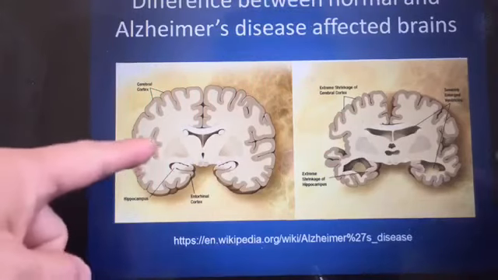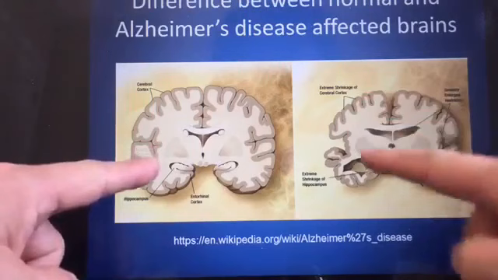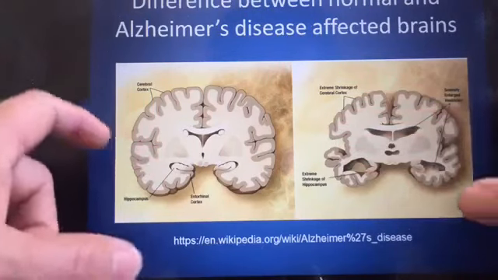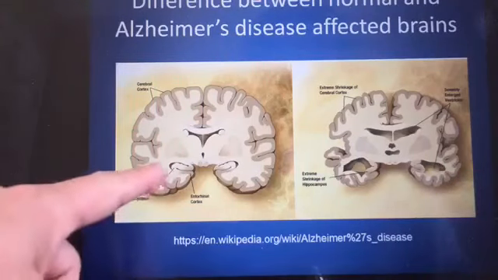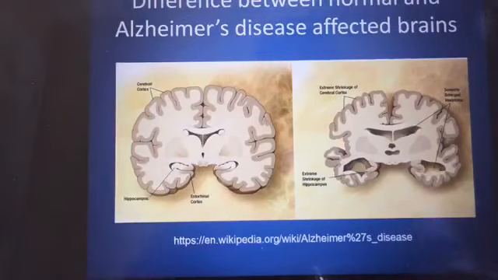If you compare this slide to this slide, you can see that this part shows that the brain is much smaller. So again, this is a difference between Alzheimer's disease affected brains, which is on this side, versus normal brain, which is on this side.